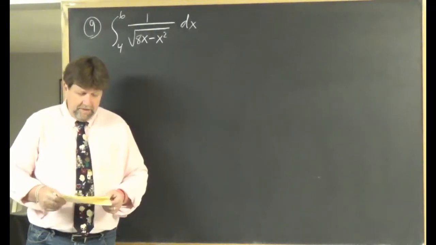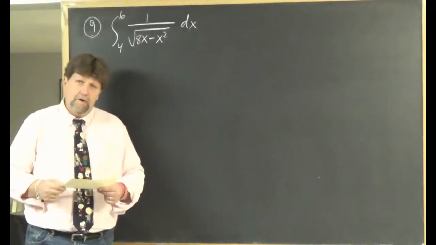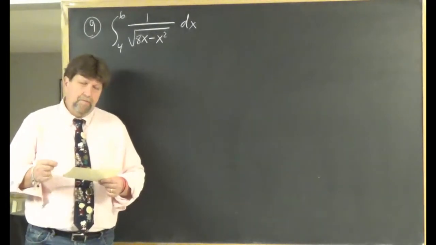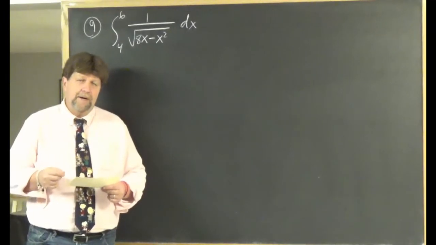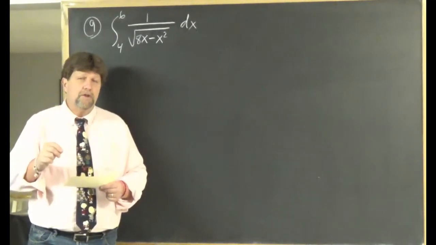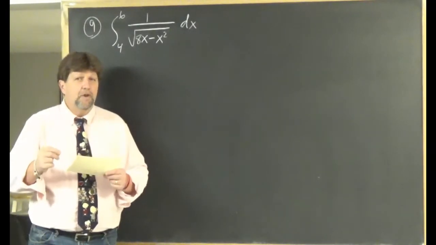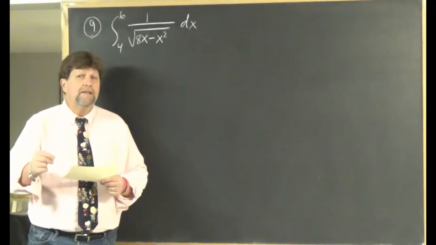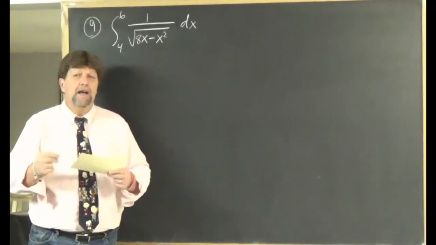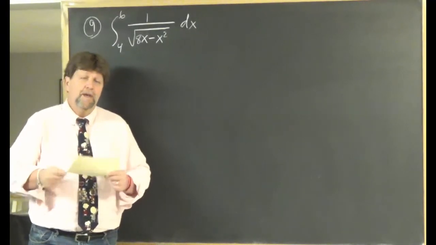So first one here, number 9. Integrate from 4 to 6, 1 over the square root of 8x minus x squared. All right, so I can tell you honestly, the first thing I would look at is a u substitution, letting u equal what's under the radical. But I see that du would be 8 minus 2x dx, and that's not going to work. That u sub isn't going to work.